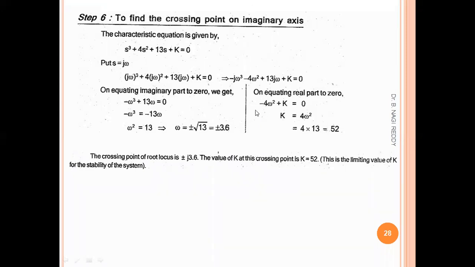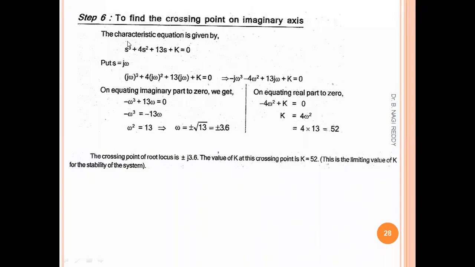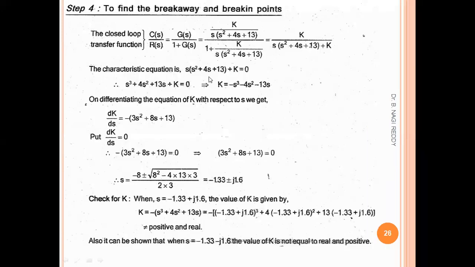Coming to step number 6, we have to calculate the crossing point on the imaginary axis. This crossing point will help us to plot step number 5. In order to plot the angle of departure and angle of arrivals, we need to calculate this crossing point on the imaginary axis. Now, how can we calculate it? Very easy. We know from the 4th step the characteristic equation of the closed loop system. You can see step 4.